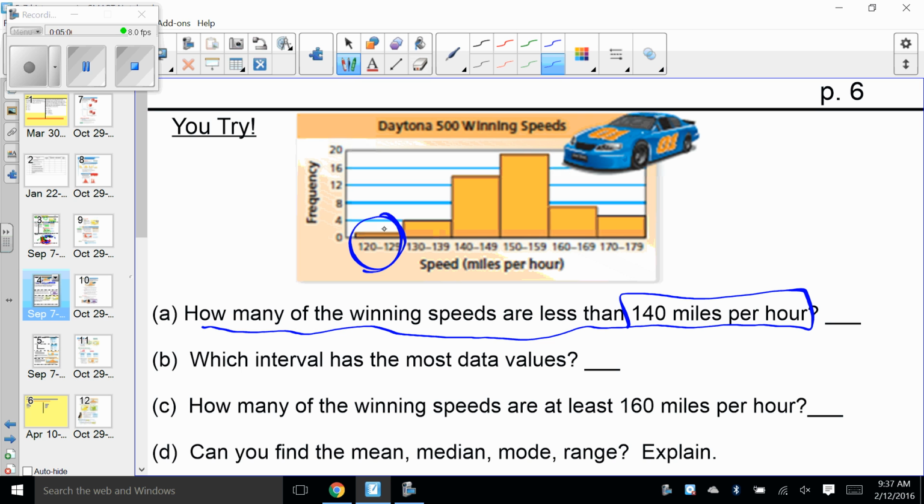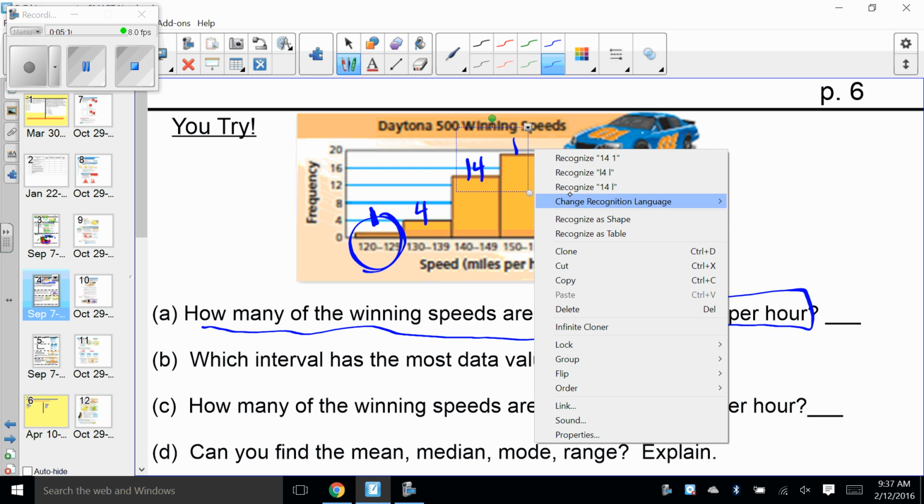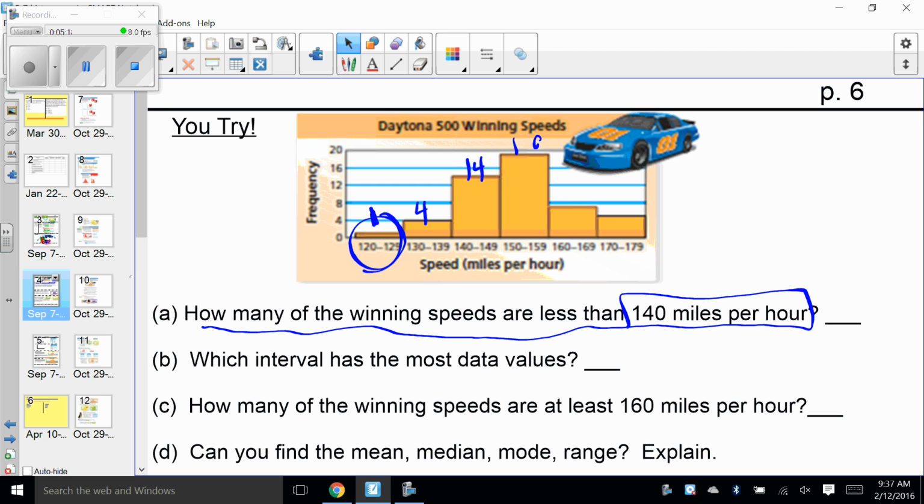So we're really talking about, if we put an estimation here, it looks like about 1 out of 4 there. This is 4. This is 14, 19. This is 7. And this is 4. So how many of the winning speeds are less than 140 miles an hour? Well, here's 140. There are the winning speeds. So we'd say 5 is less than 140 miles an hour.